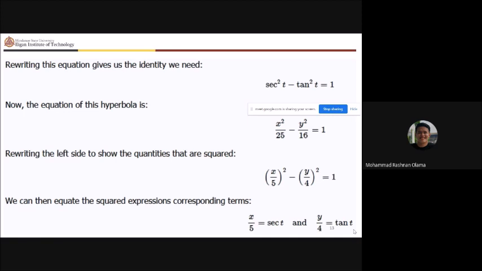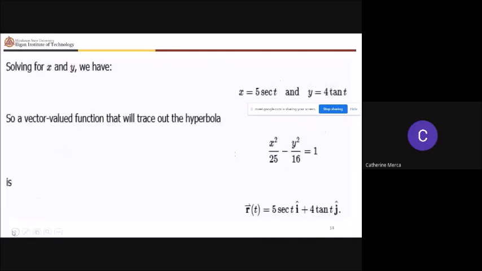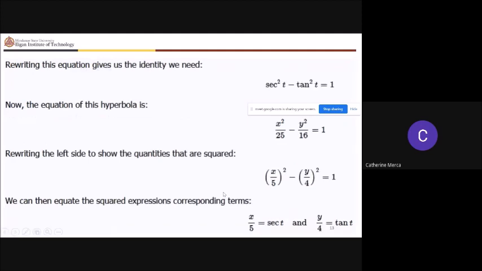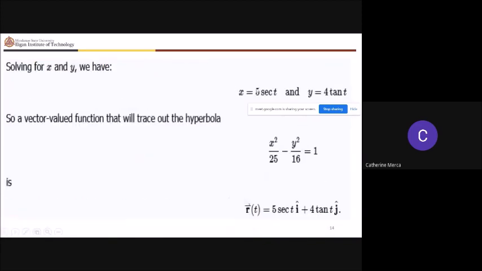Hello? Yes, ma'am. Okay, good. So let's take a look at the following. Solving for x and y, we cross multiply again. Or if you're not comfortable with cross multiplication, you can divide or multiply. You can multiply both sides by 5. Okay, you can do that and come up with the following: x equals 5 secant t and y equals 4 tangent t.